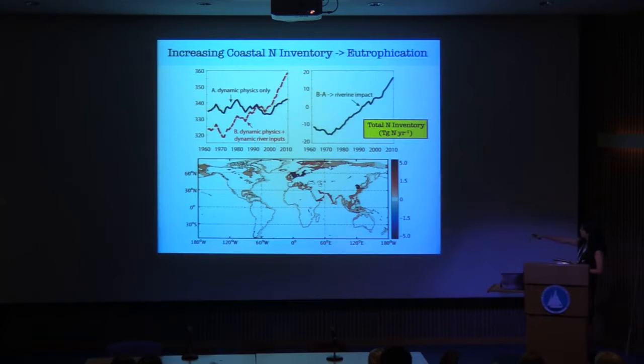And on the bottom, I'm just showing you a global map. I'm doing the same analysis for different coastal systems. And you can see many of the systems are experiencing a rapid increase in total nitrogen inventory, especially the Baltic Sea, Yellow Sea and North Sea.